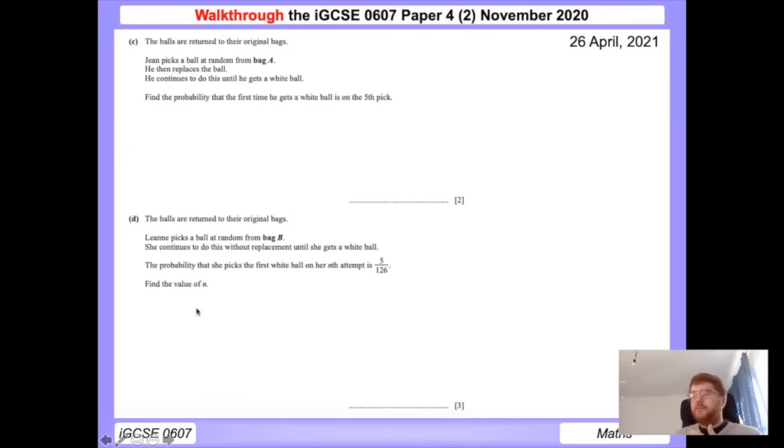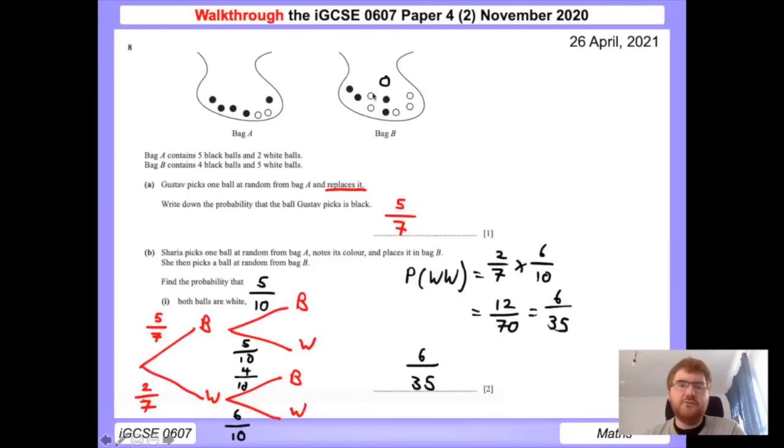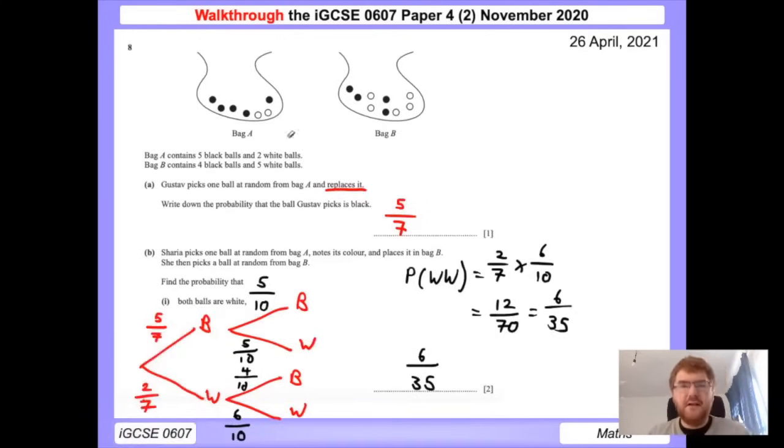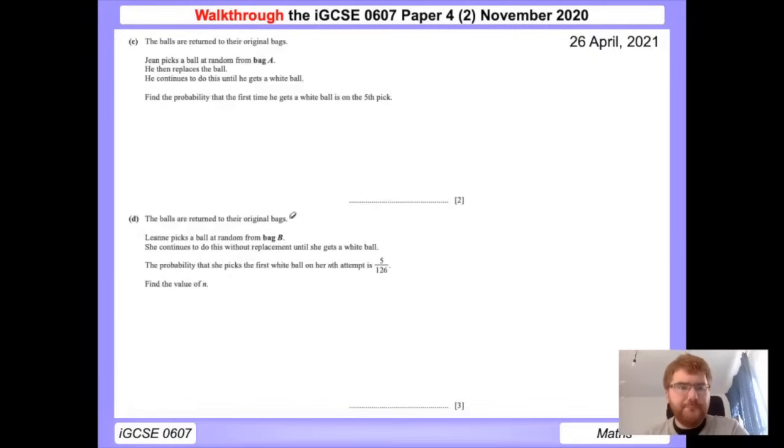Okay, so now we're going on beyond the standard questions, and now they'll try and change the context slightly for this. So the balls are returned to their original bag. If I go back to my original diagram, I would do this in the exam to remind me. I would wipe out anything I've done so far. Okay. Gene picks a ball at random from bag A. He then replaces the ball.